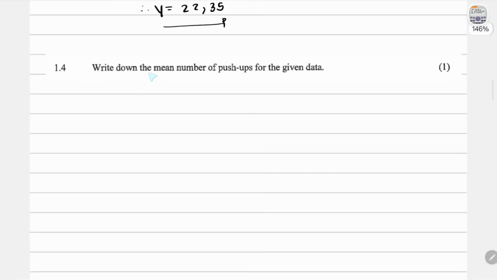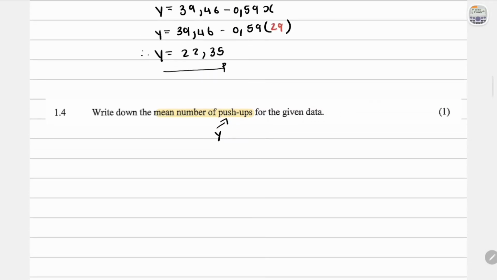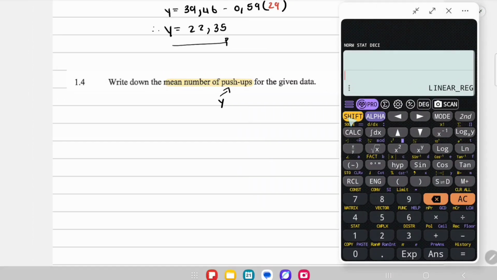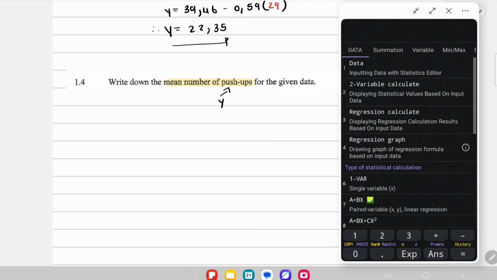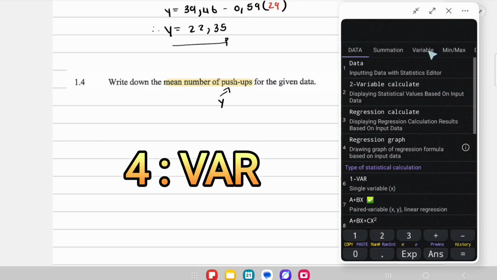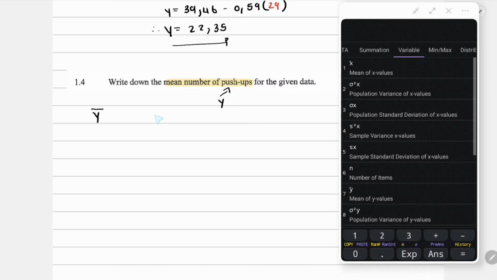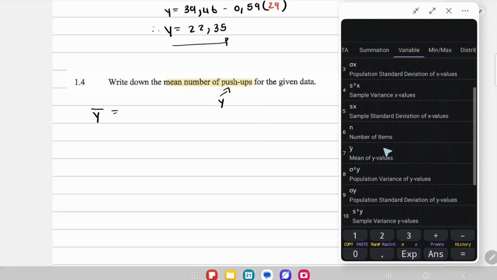Question 1.4 says, write down the mean number of push-ups for the given data. Remember that the push-ups are your Y values, okay? The weights in kgs, those are the X values. So to find that, we're going to use our calculator again and press Shift 1. After pressing Shift 1, this time we are going to go for VAR. When you go for that, you're looking for the mean of the Y values.